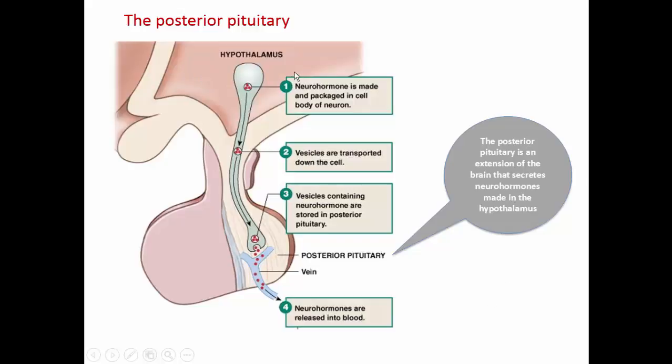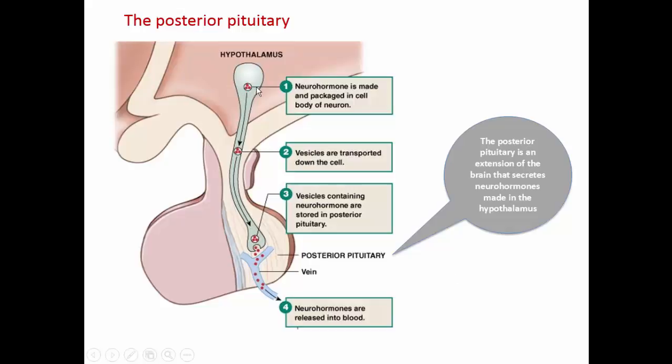So they're both synthesized in neurons that sit within the hypothalamus. For the purpose of this diagram, only one neuron is shown, but it's important to remember that there would be many neurons extending from the hypothalamus down into the posterior pituitary gland. And there are specialized neurons that produce oxytocin and other specialized neurons that produce antidiuretic hormone.